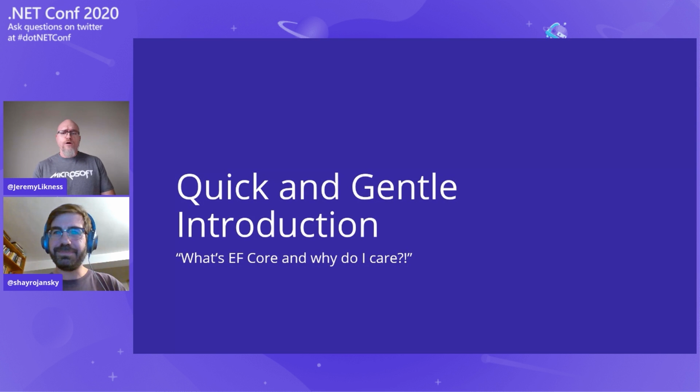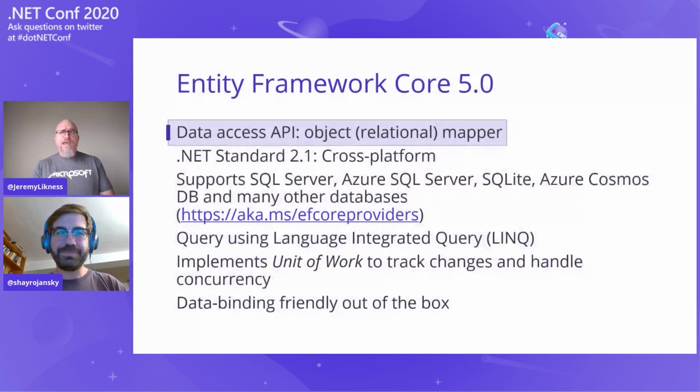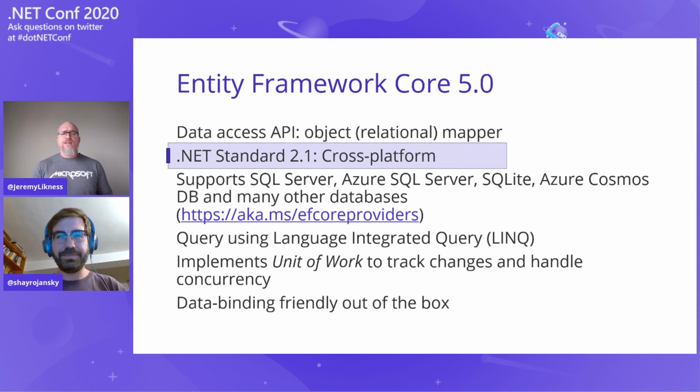What is EF Core and why should I even care? So at the end of the day, Entity Framework Core is a data access API. It's an object relational mapper, and we put that in parentheses because we also support non-relational databases like Azure Cosmos DB. We target .NET Standard 2.1, which means anywhere .NET Standard 2.1 is, you can use Entity Framework Core. That's your Blazor, Xamarin, ASP.NET Core, WPF, WinForms.